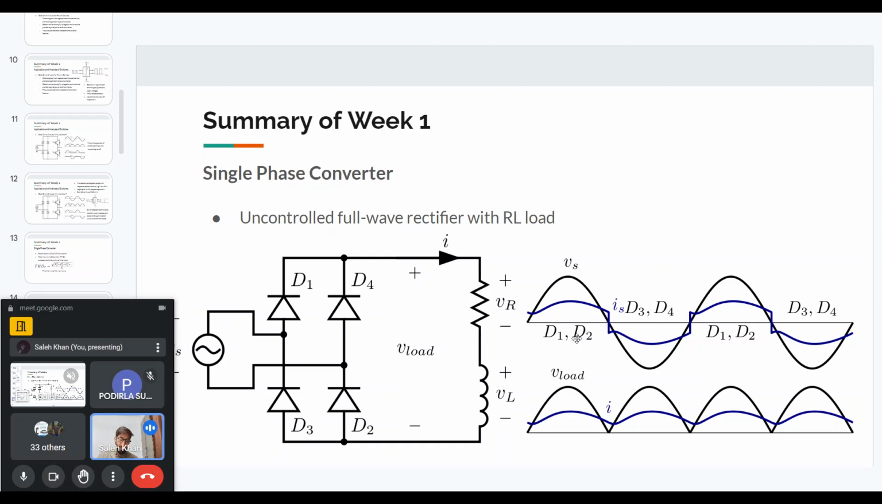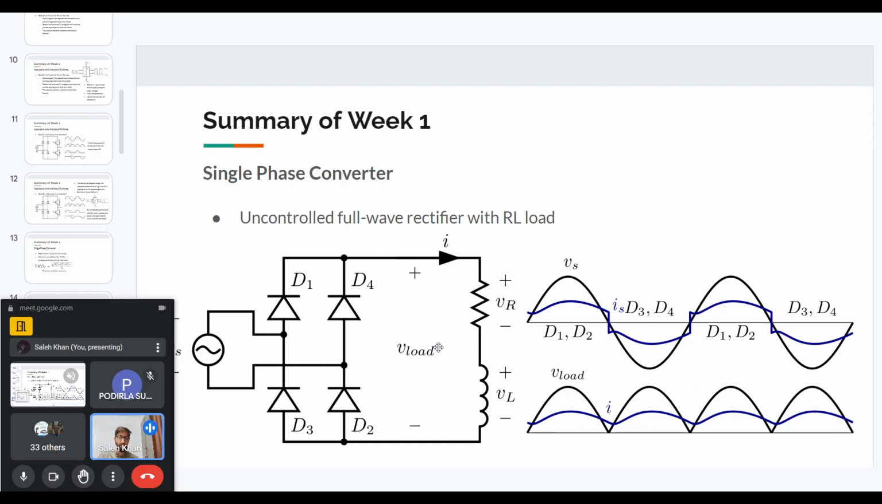And because of the RL load, the current has a different wave shape than the voltage. And if the value of the inductance is high enough, then this current will not go to zero. It will have a positive value. This I current will have a positive value.